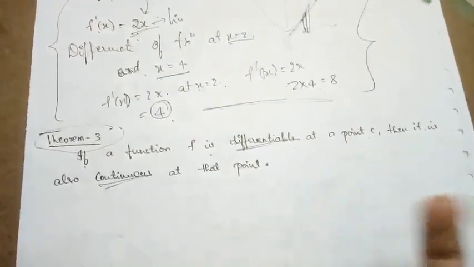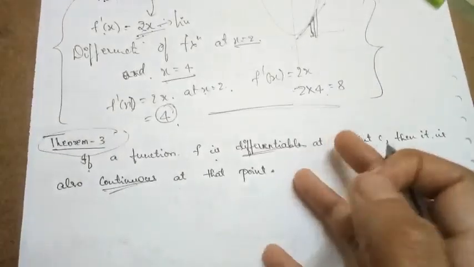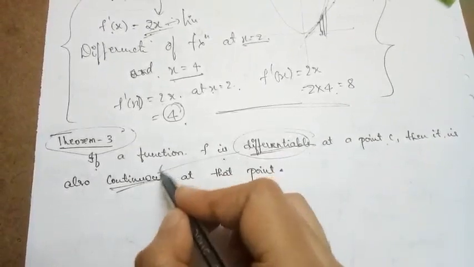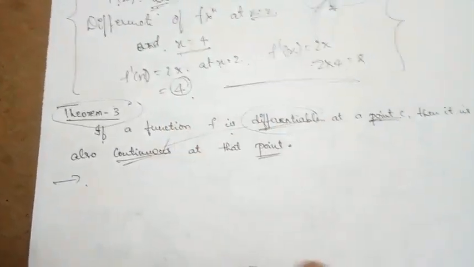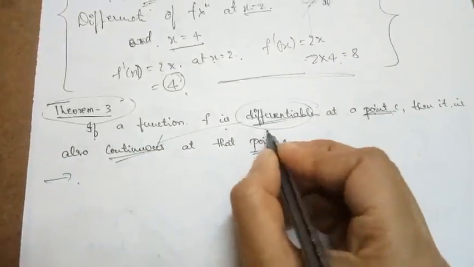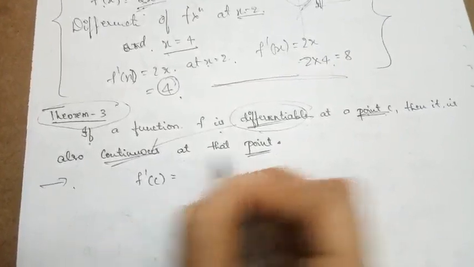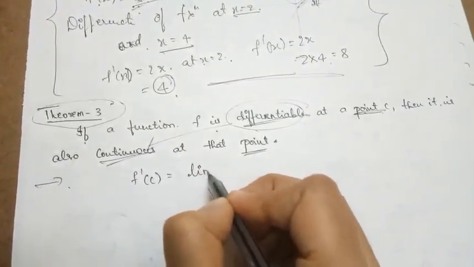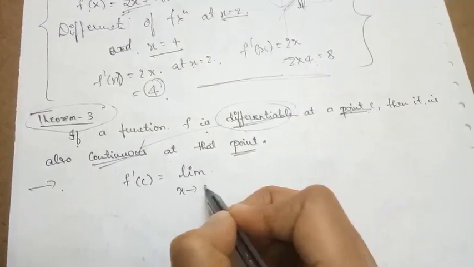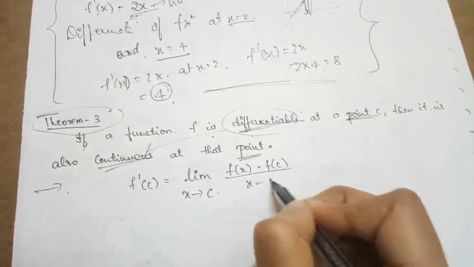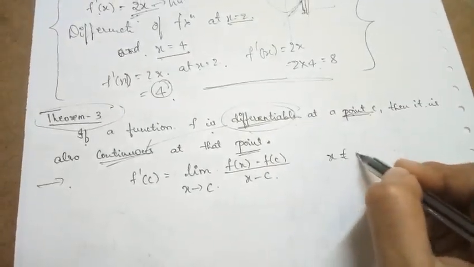So through the statement itself, by knowing some graphical idea, we can say that if a function is differentiable, obviously it is continuous; here we are talking about a point. Now how can we prove this theorem mathematically? Given that the function is differentiable at a point say C, according to the definition, f dash of C is equal to the limit as x tends to C of f of x minus f of C divided by x minus C, provided x is not equal to C here.